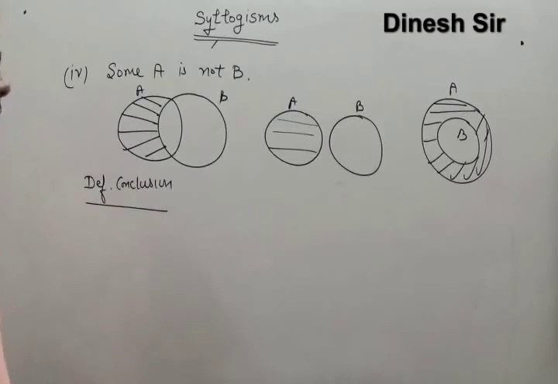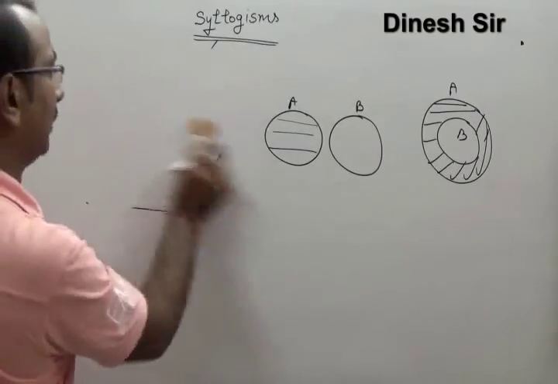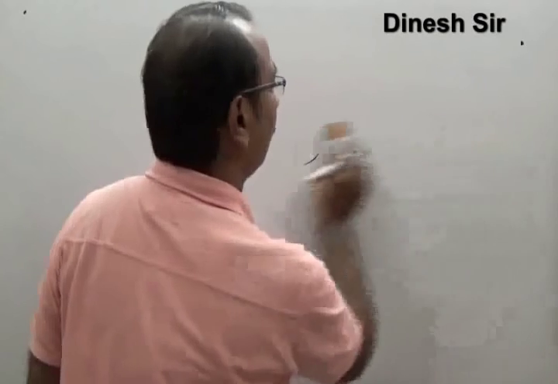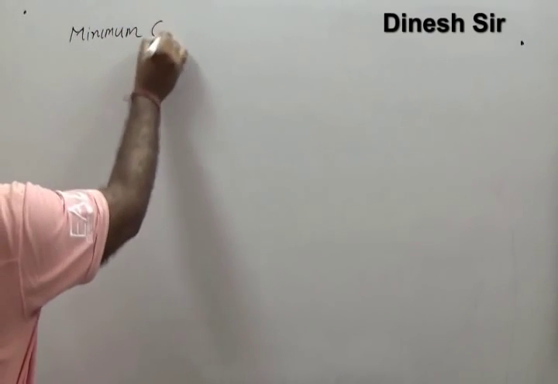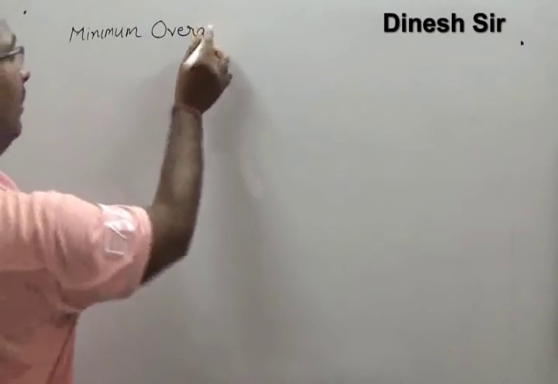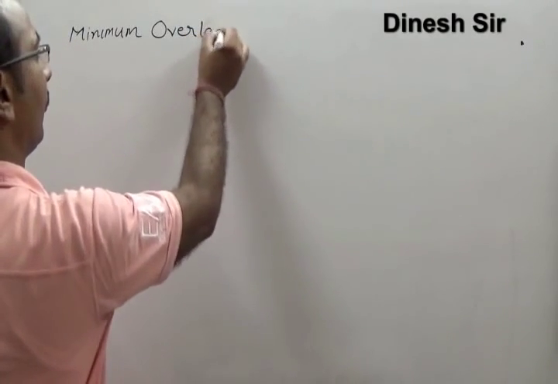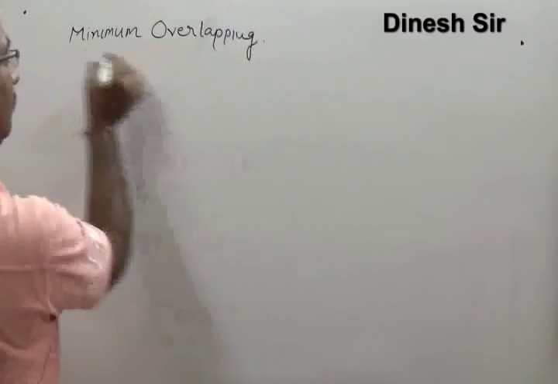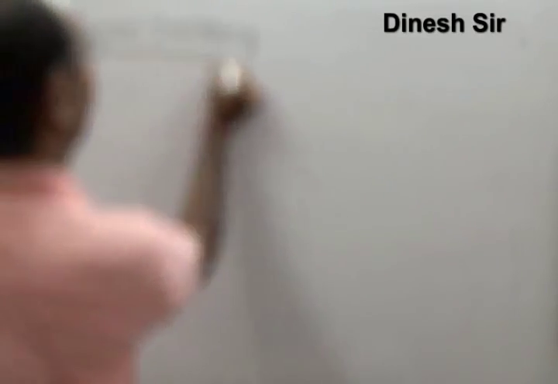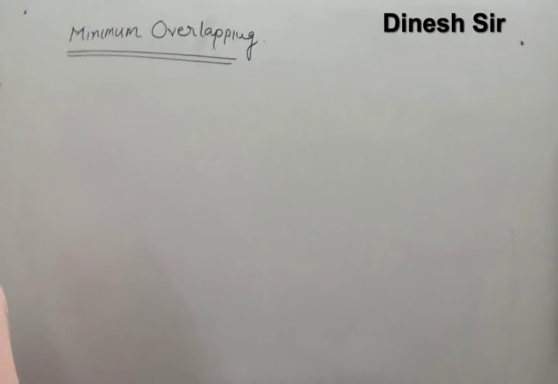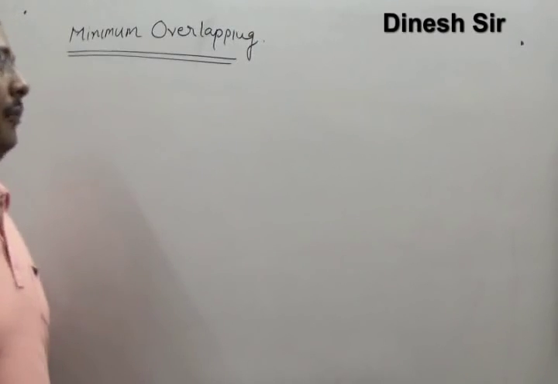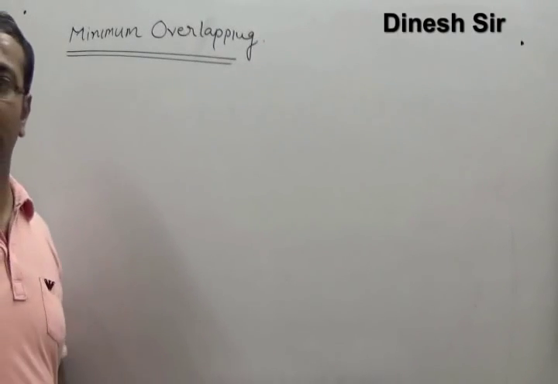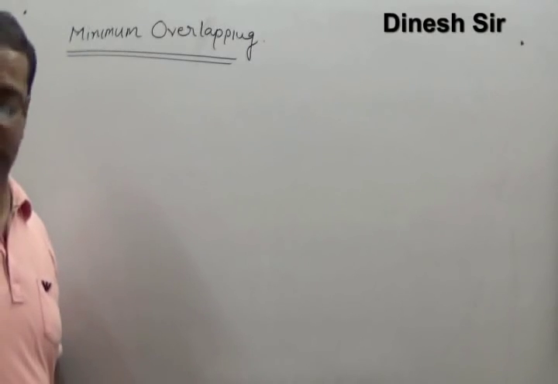Now I have explained all four types of statements. The next aspect we try to understand is how to use the principle of minimum overlapping in drawing the Venn diagrams for the given statements. I am going to discuss 4 to 5 aspects in which I will tell you how to draw the Venn diagram and what conclusion you can draw. Once it is clear, we start with the exercise part.